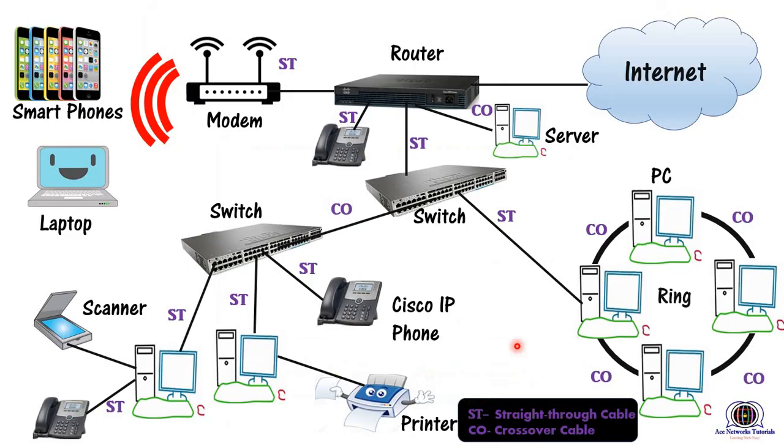Moving further. This was the topology that we had seen in the beginning of this video. You can see the connection between like devices, router to router, or switch to switch, or PC to PC, is a crossover cable. The CO over here stands for crossover. All the rest of the connections are straight-through cable. ST used over here stands for straight-through cable.